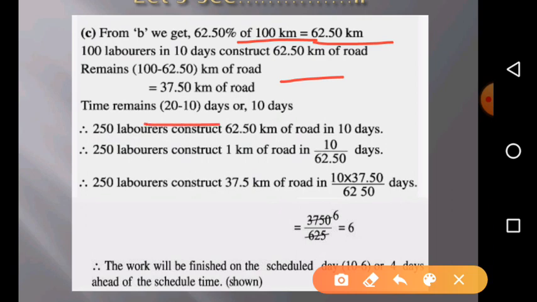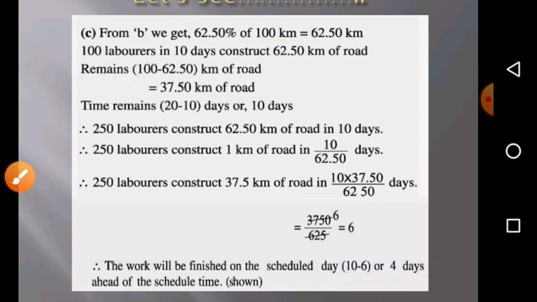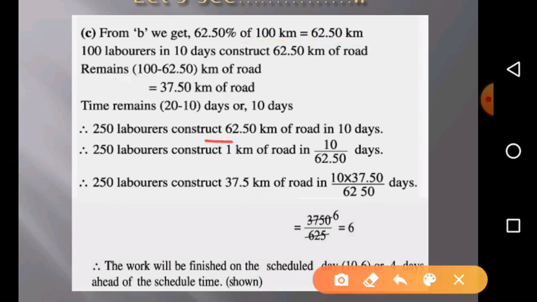তার মানে আমাদের টোটাল কাজ 10 দিনে কমপ্লিট হয়েছিল 62.50, আর তাহলে মোট আমাদের 100 কিলোমিটারের রাস্তা, তাহলে আমাদের অবশিষ্ট থাকলো 37.50 কিলোমিটার রাস্তা। আর আমাদের 10 দিন কাজ শেষ হয়ে গেছিলো, তাহলে মোট কন্ট্রাক্ট ছিল 20 দিনের, সেক্ষেত্রে দিন অবশিষ্ট থাকলো 10 দিন। Now 250 laborers construct 62.5 kilometer of road in 10 days, and for 1 kilometer of course the time reduces, so we divide 10 by 62.5. Then 250 laborers construct 37.5 kilometers, so we multiply here.